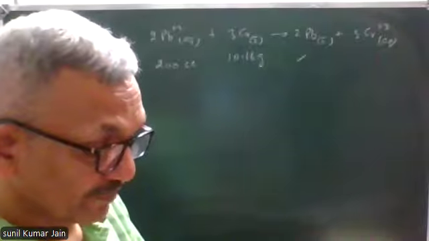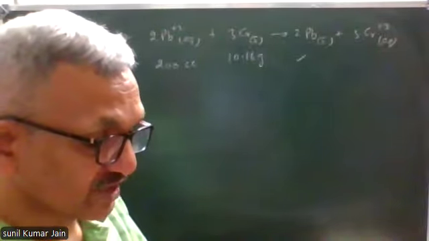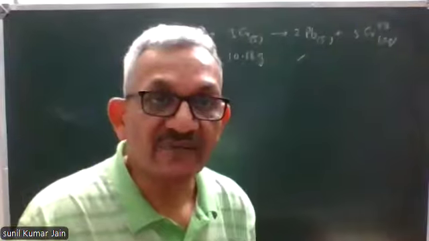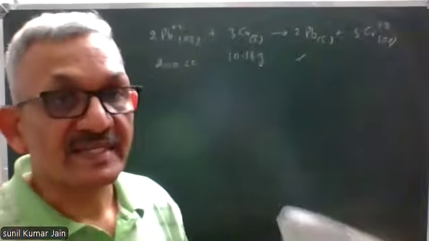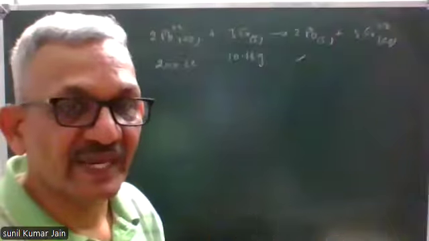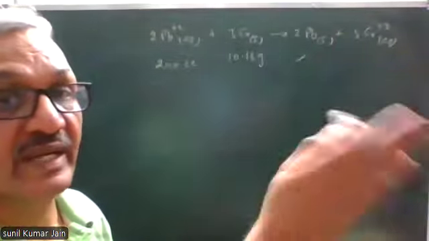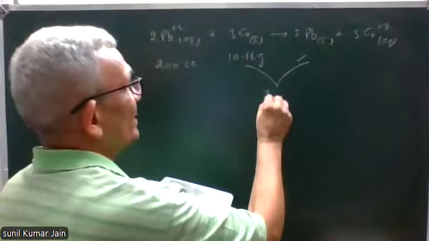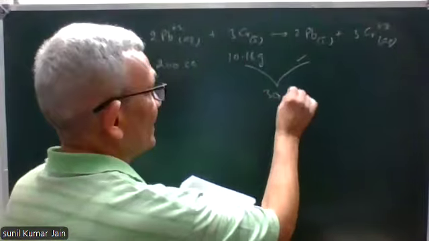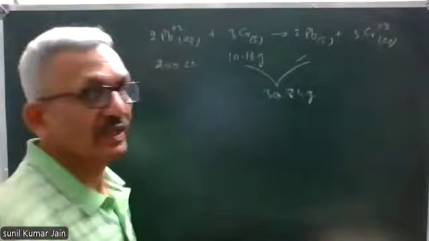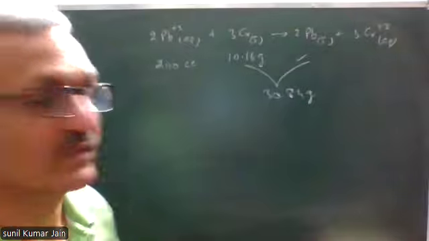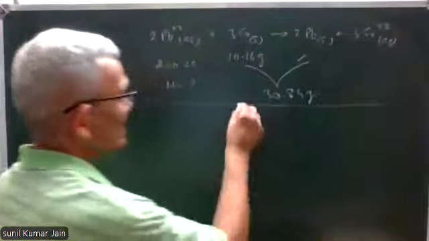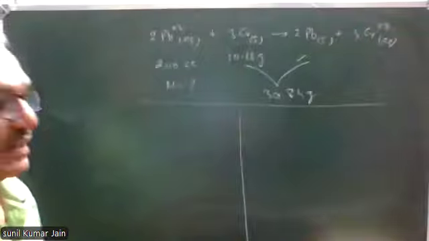Now, after filtration, 30.84 grams of solid was recovered. See, after the reaction, some solid chromium will be left unreacted and some solid lead is formed. This solid left and this solid formed is 30.84 grams. On the basis of this data, we have to calculate the molarity of this solution. This is given. Now I'm starting how to solve it.